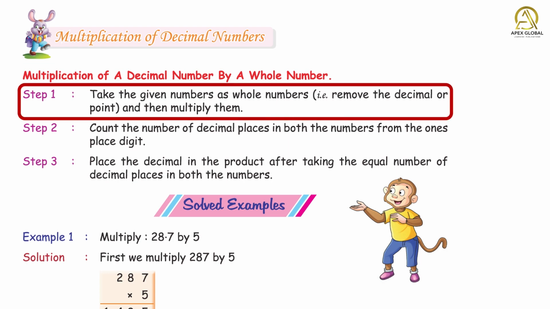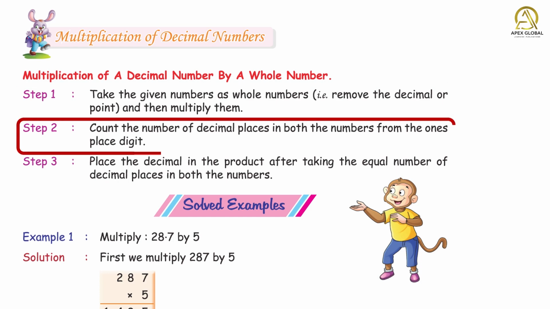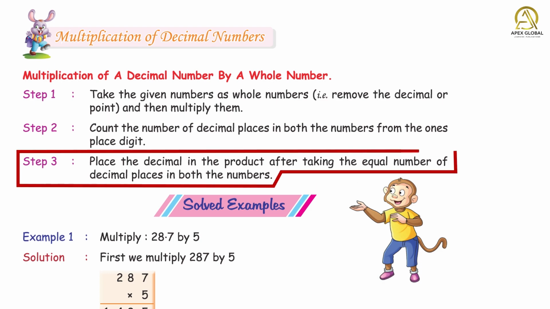Step 1. Take the given number as whole numbers. Remove the decimal point and then multiply them. Step 2. Count the number of decimal places in both the numbers from the ones place digit. Step 3. Place the decimal in the product after taking the equal number of decimal places in both the numbers.